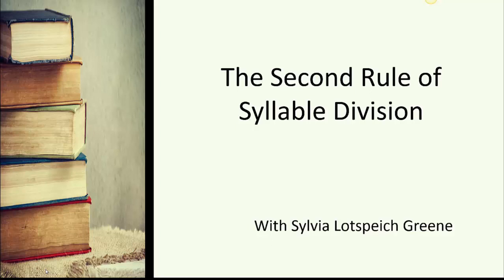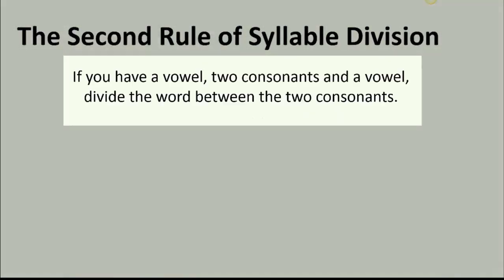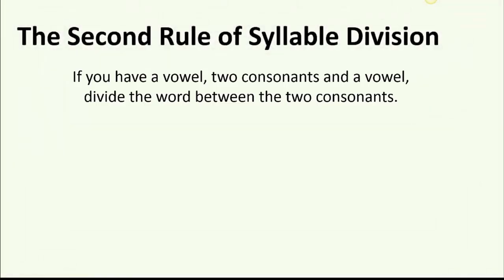Welcome to the second rule of syllable division. The second rule of syllable division is, if you have a vowel, two consonants and a vowel, divide the word between the two consonants. There are hundreds of words in English which follow this pattern, which is essentially two closed syllables joined.